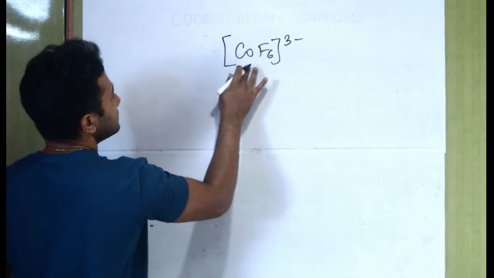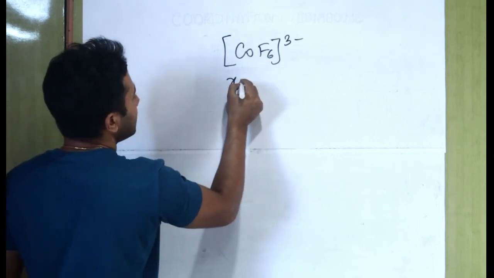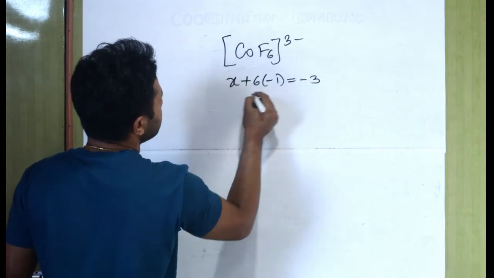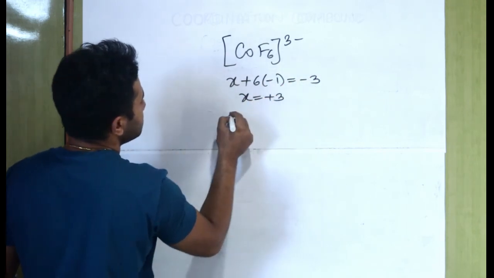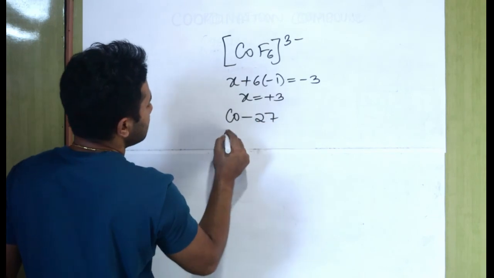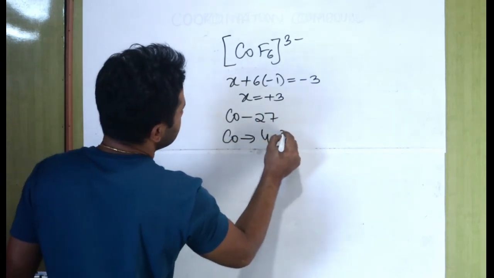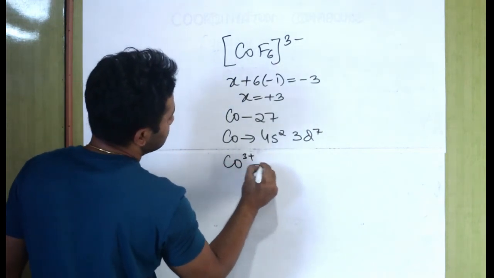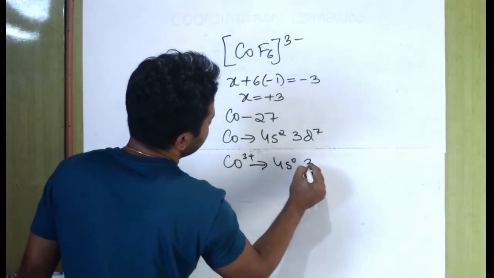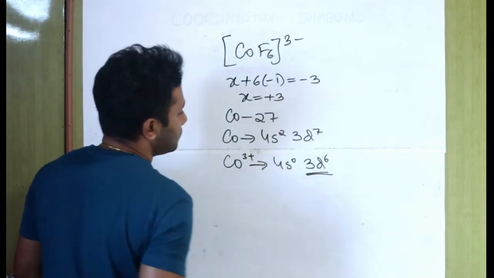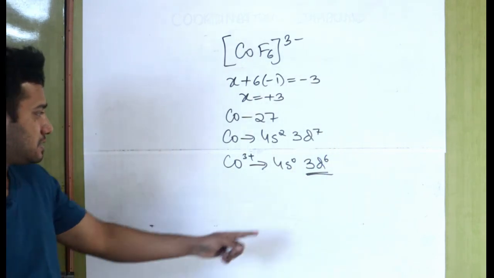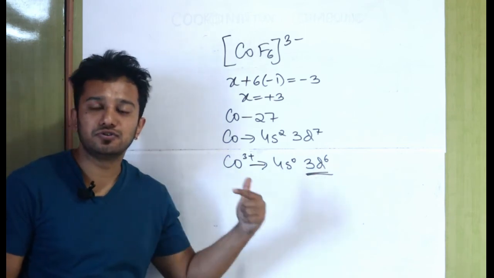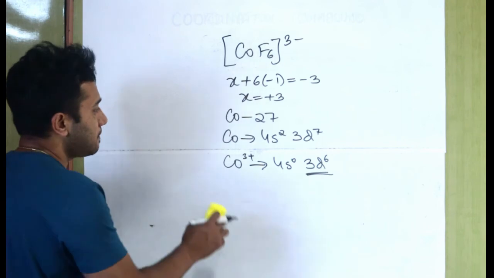[CoF6]3-. So we have x + 6 into -1 equals -3, x equals +3. Co is 27, Co is 4s2 3d7, so Co3+ will be 4s0 3d6. So we have 6 electrons in the d orbitals. In Co3+, 3+ means we are going to remove 3 electrons.